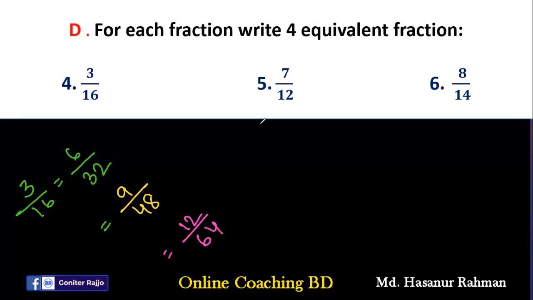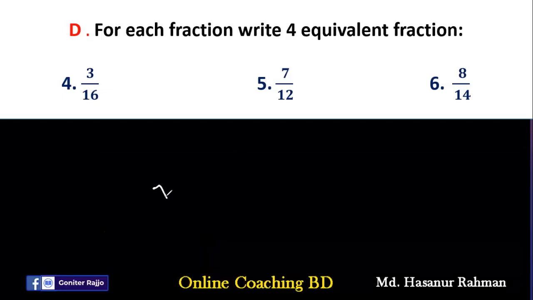Okay. And we can also multiply this 3 by 16 by 5. Then 5 3s are 15. 5 16s are 80. So these all fractions are equivalent fractions. Very simple. Now number 5. Number 5 is 7 by 12. So if we multiply this one by 2, then it will be 7 2s are 14, 12 2s are 24.